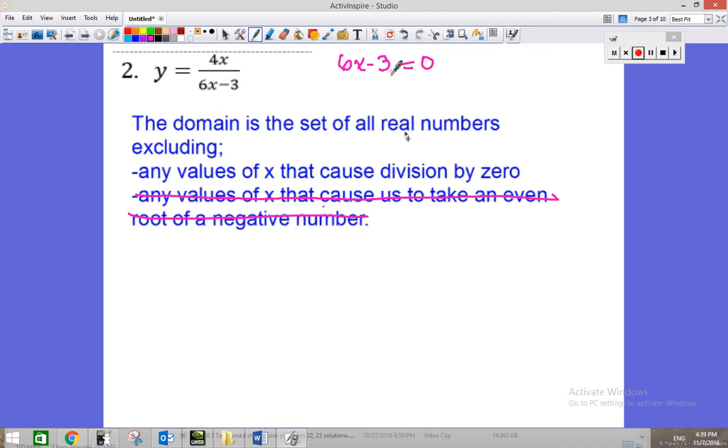So let's find the value of x that would cause this to equal 0. Well, I add 3 to both sides. I divide by 6 to get the x by itself. Let's move this down to give me some room.